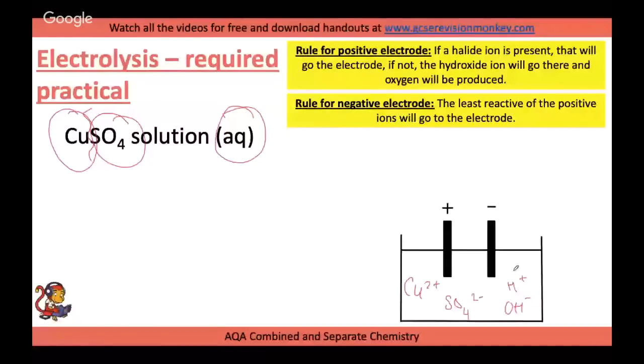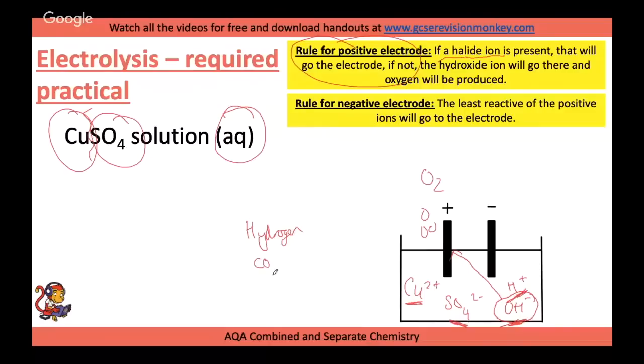So we use the rules. For the positive electrode, if there's a group 7, a halide ion present, that will go to the electrode. So let's have a look. We've got SO4 2- and hydroxide. None of those are in group 7. So we say that the hydroxide ion goes there and produces oxygen. At the negative electrode, we look at the ions, we've got copper and hydrogen. And if you remember, I said before that hydrogen's pretty low down in the reactivity series, but copper and silver are actually less reactive. So the copper will go to the electrode and coat it there, turning into copper.